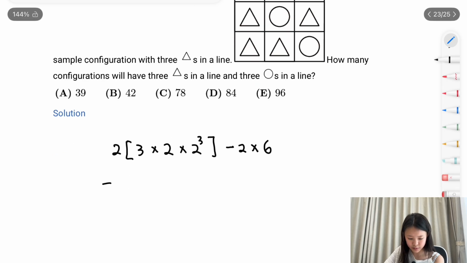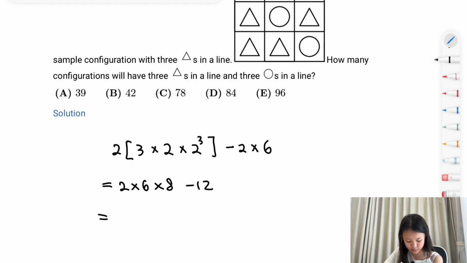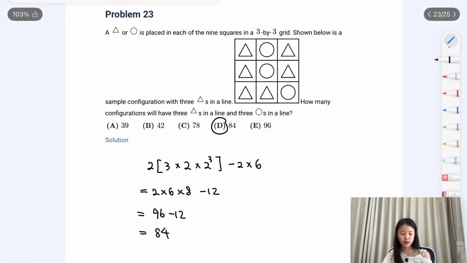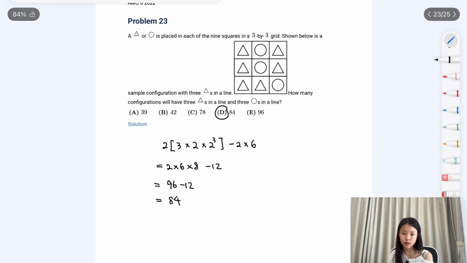So we can calculate this out as 2 times 6 times 8 minus 12 equals 96 minus 12 equals 84. So the answer is D, 84. So actually this is a counting problem, but there's a lot of ways in which you could count this out. So there could be other ways that you think about it, but this is just one possible way.